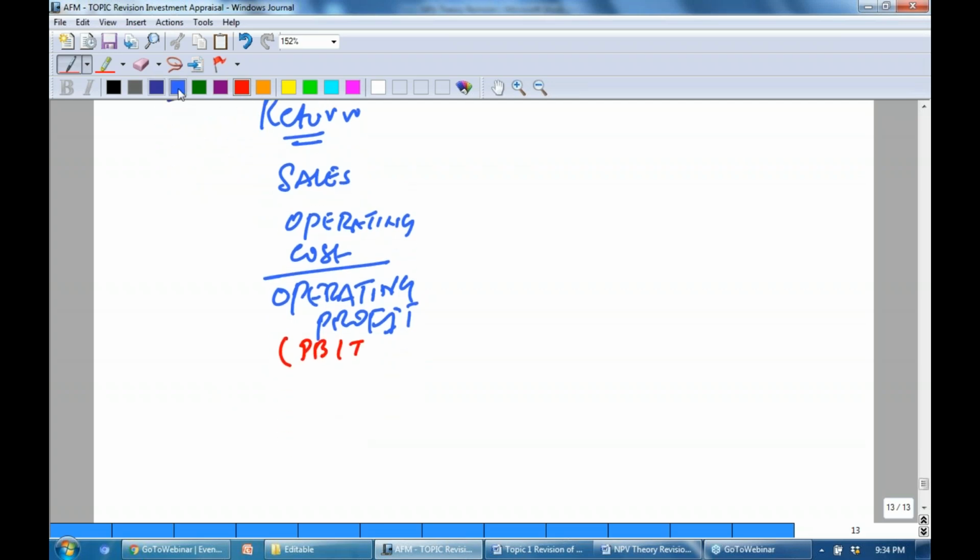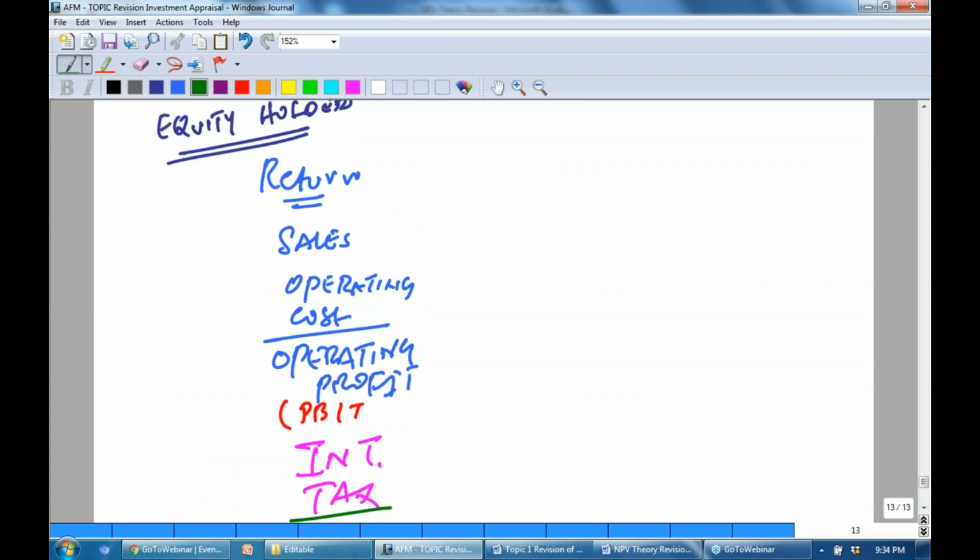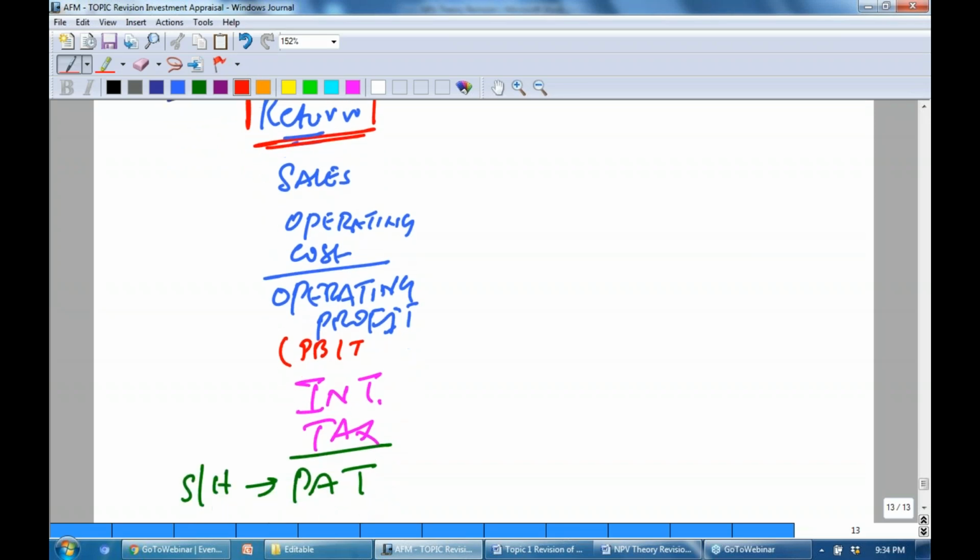After that, the company will pay the interest and tax, and then hand over money to me. That's profit after tax, and that belongs to the shareholder. Any equity investor always expects this return.